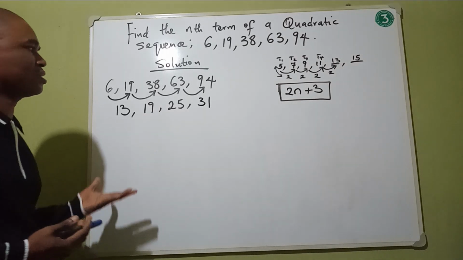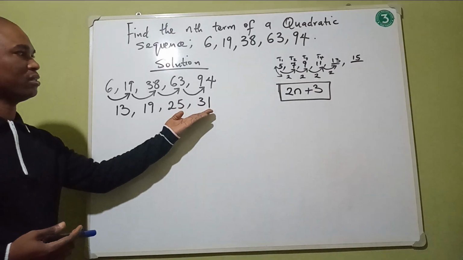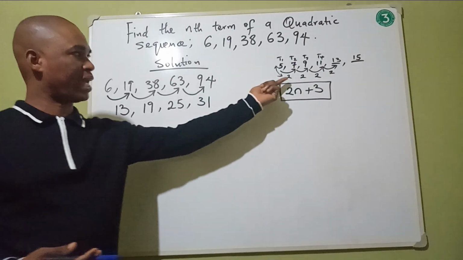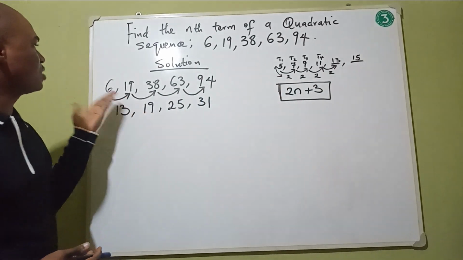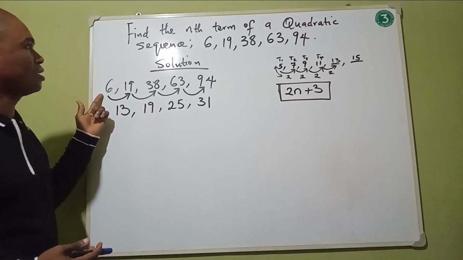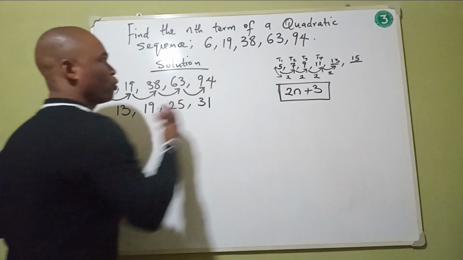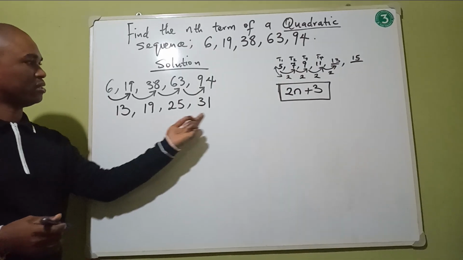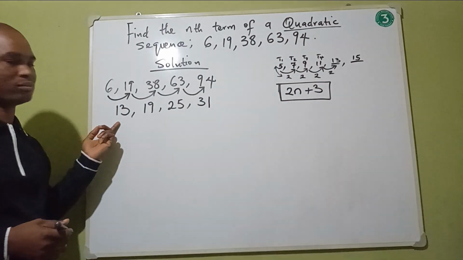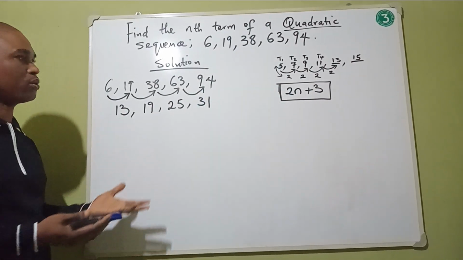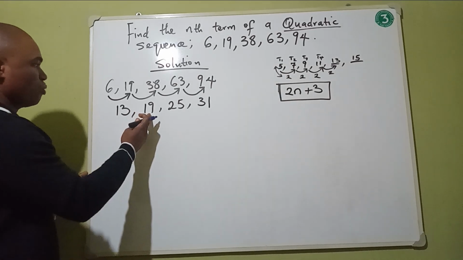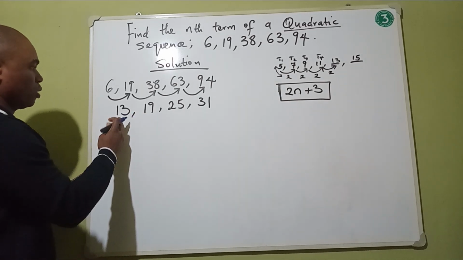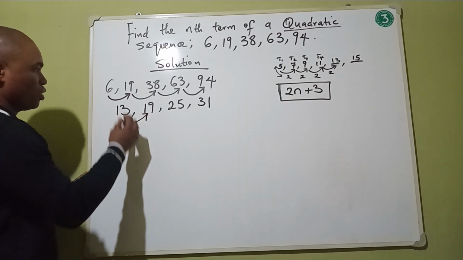Now, you will notice that in the first difference, it's not constant like this. It makes this sequence quadratic, because at the first difference there, the difference is not constant. Now, let us do the second difference there. T2 minus T1 will give me 6.